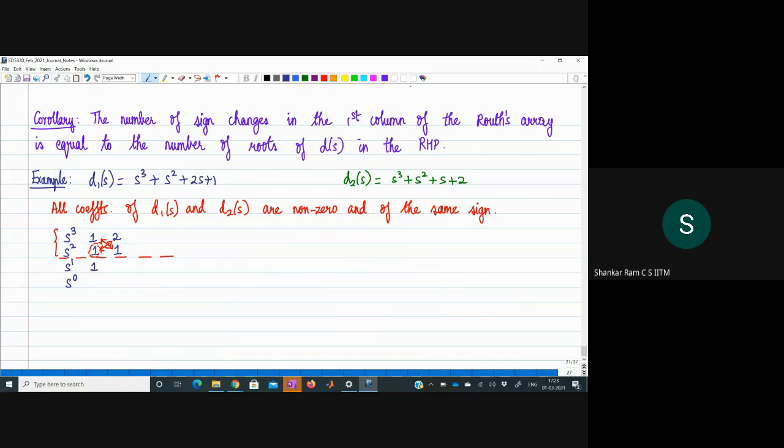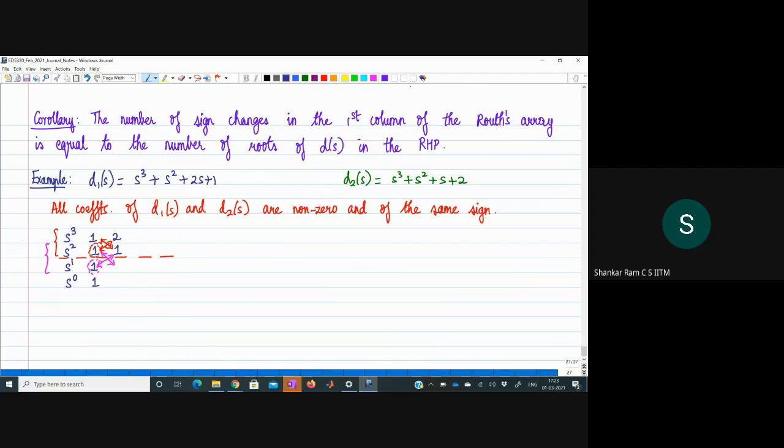So now what we do is we go to the s power 0 row. For the s power 0 row, once again we take the two rows immediately above it, right? Which will be s squared and s power 1. So what do we do now? We multiply 1 with 1, right? Subtract the product of 1 and nothing here. So if you have an empty cell, you take it as 0, right? And divide by this element, which is 1. So the answer once again becomes 1, right?